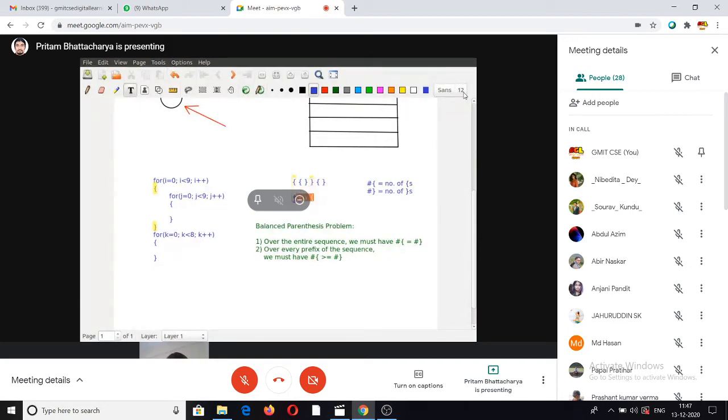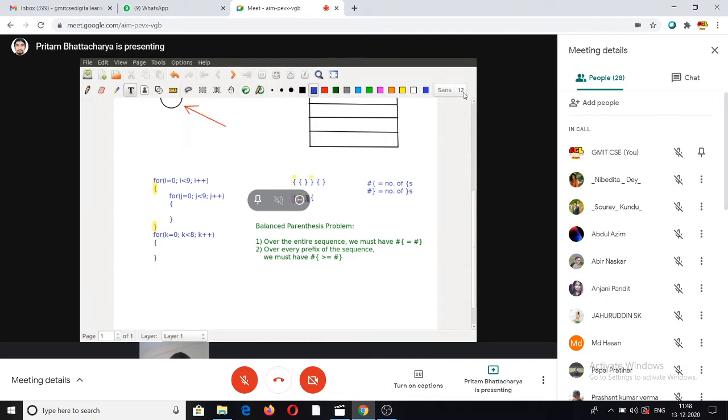Now consider the second one. We have already seen that the first condition is satisfied. That is, over the entire sequence the number of opening and closing braces are both equal to 2. But now let's consider the prefixes. For the prefix of length 1, the condition is satisfied: the number of opening is 1 and the number of closing is 0. So condition 2 is satisfied. Take a prefix of length 2, still condition 2 is satisfied because they are equal, both 1.